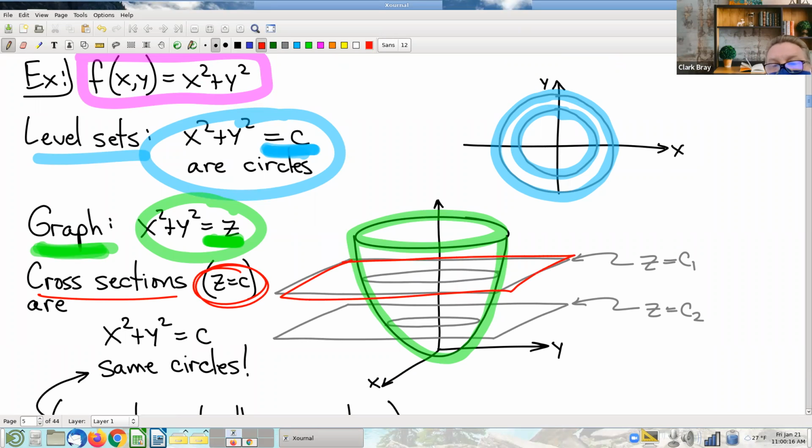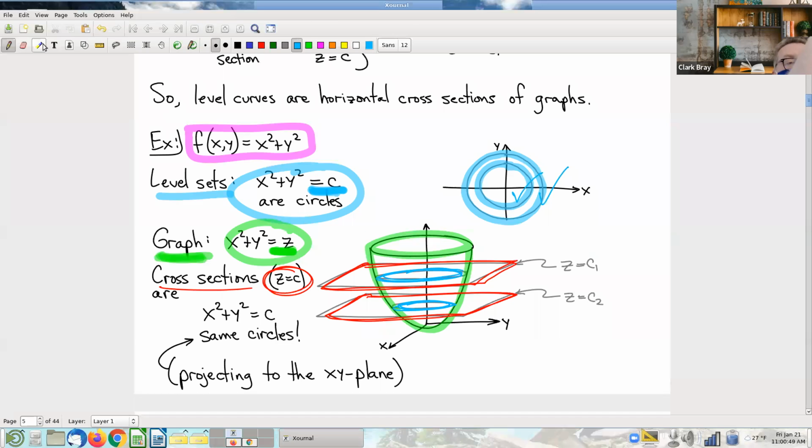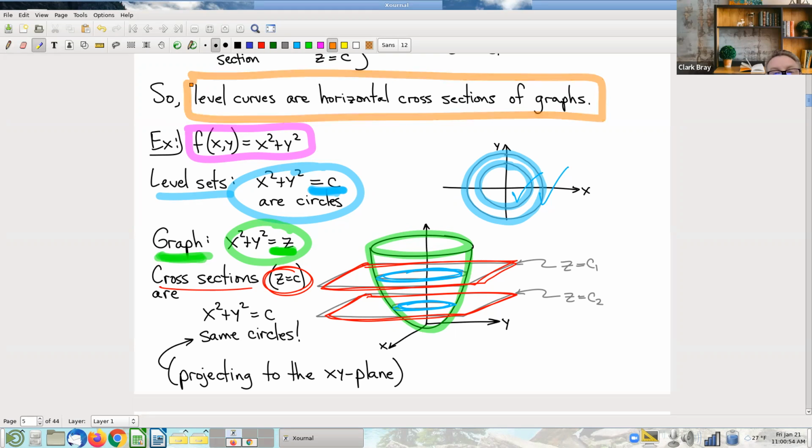So, for example, notice this cross section is indeed a circle, namely it's a level set. And then likewise, here's a different cross section, setting z equal to a different constant, and you get still a circle, namely a level set. So this is just bearing out this rule that we wrote down, which is that level curves, level sets, however you want to say them, are horizontal cross sections of graphs.